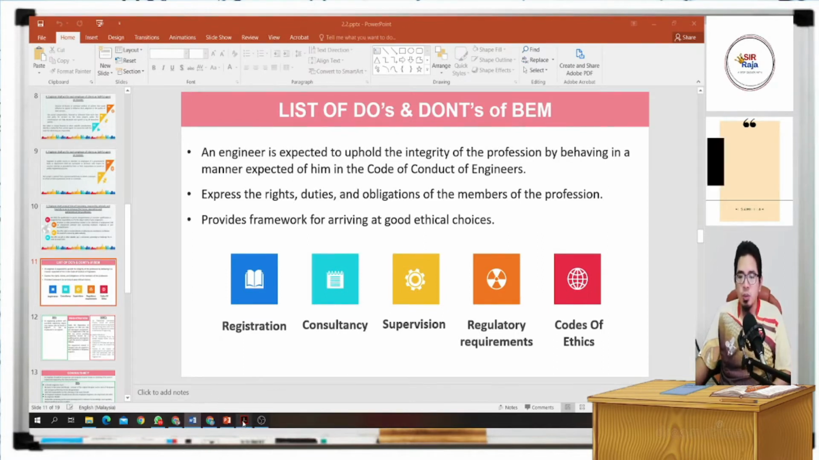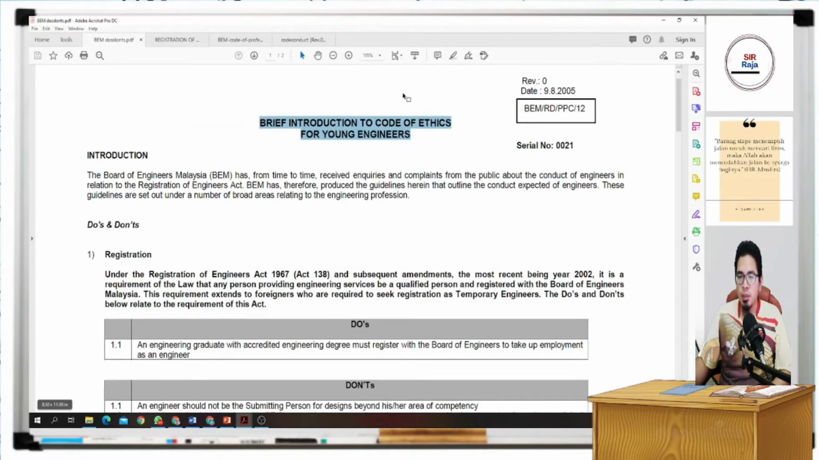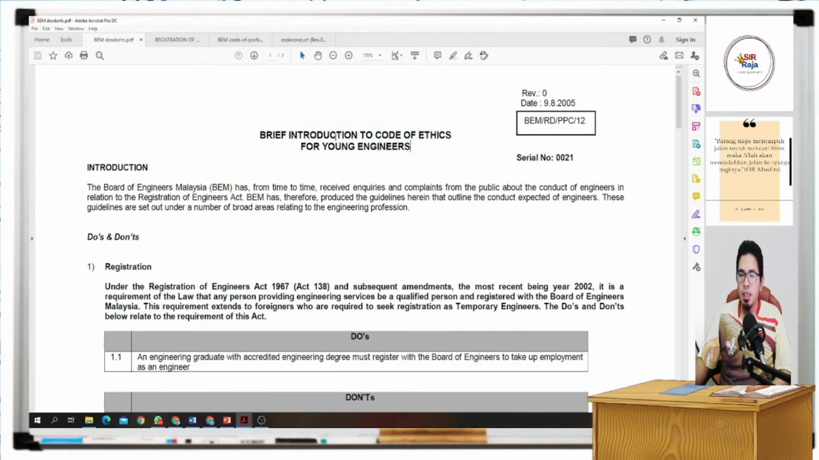These actually come from this document here, a brief introduction to the Code of Ethics for Young Engineers. It came directly from the Board of Engineers Malaysia, but you have to really refer to the date. This is a revision dated 9th August 2005, and in 2015 BEM made another revision, which is the latest one.